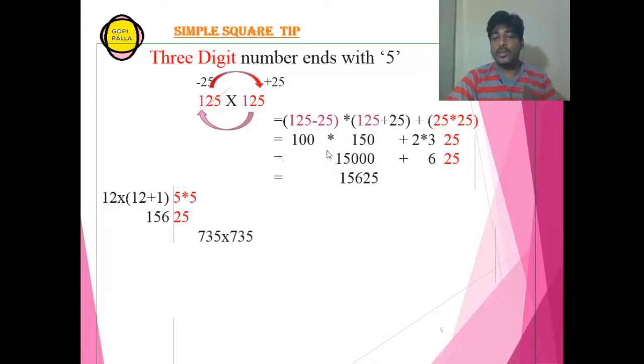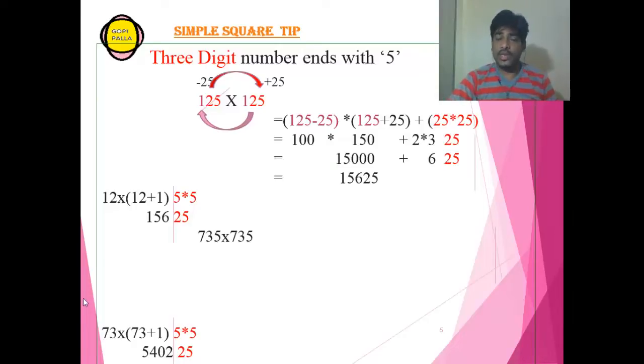Similarly, 735 multiplied by 735. As per the tip, the last two digits are 25, 5 by 5 is 25, and 73 multiplied by 74, that is 73 plus 1, so that is 5402, and 25. So that is the answer.